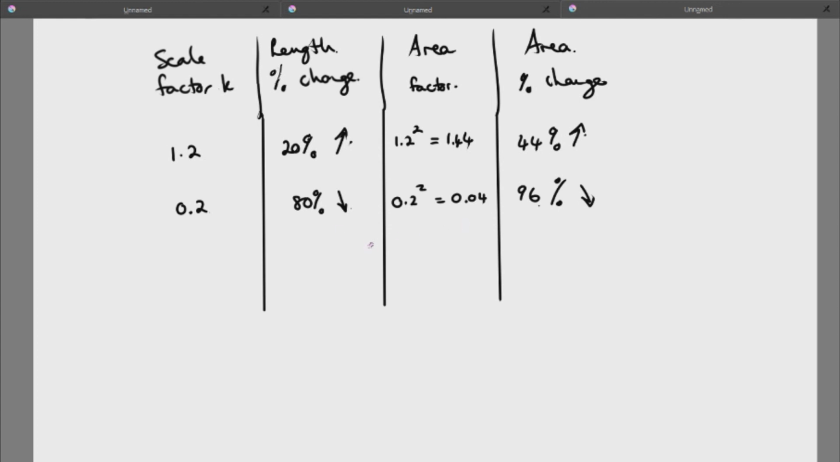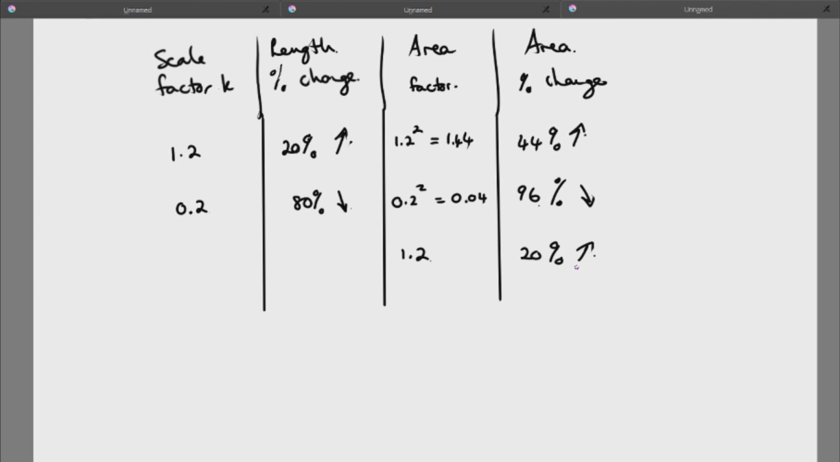So we run down the options. Maybe the area factor is given. Which column do I want to do first? Percentage. What is the percentage change when it's a 1.2? 20% increase. But that now refers to the area.